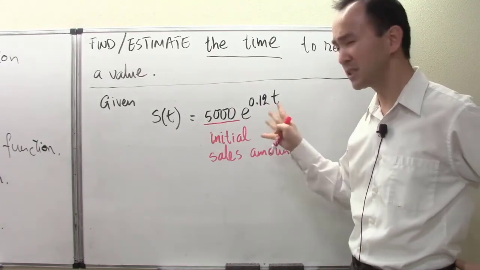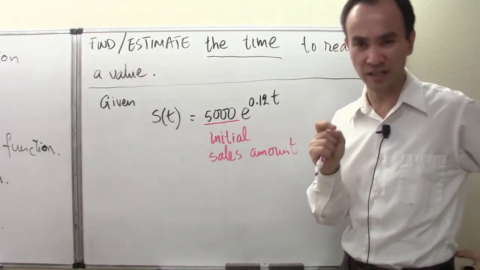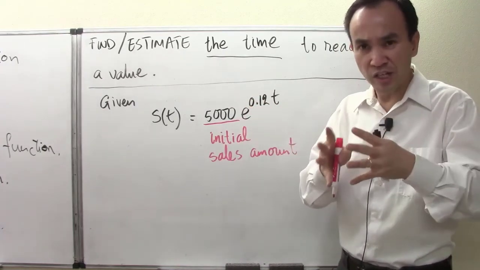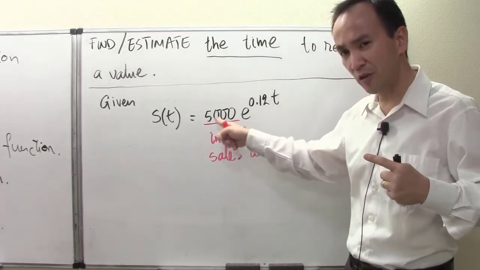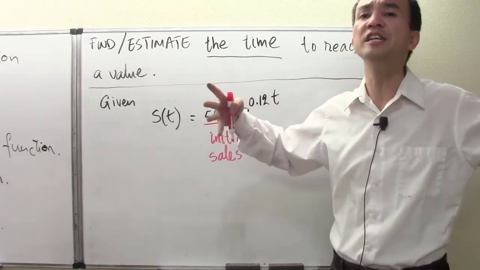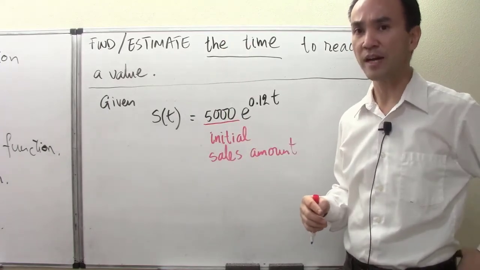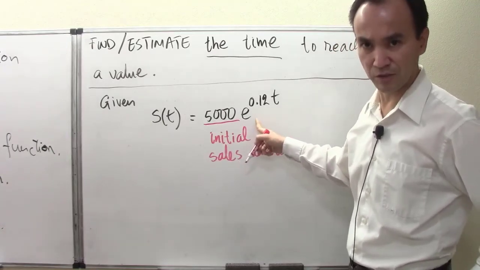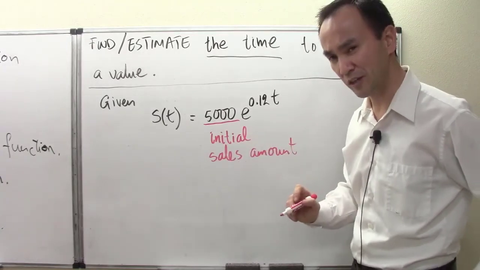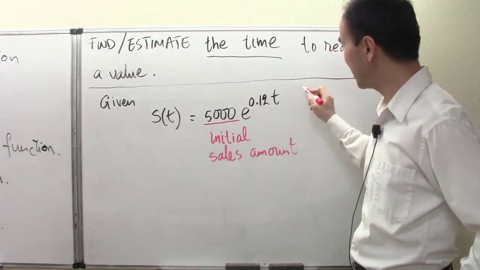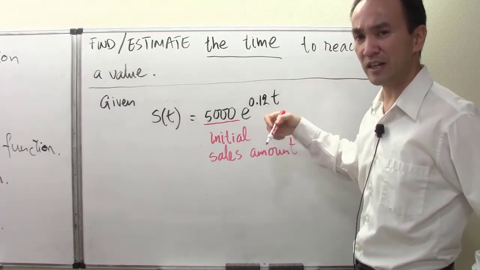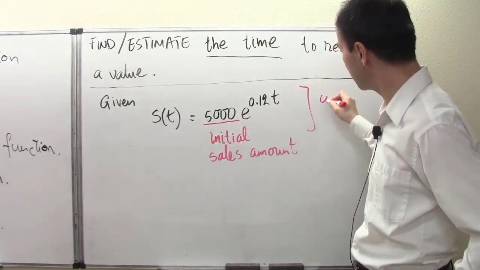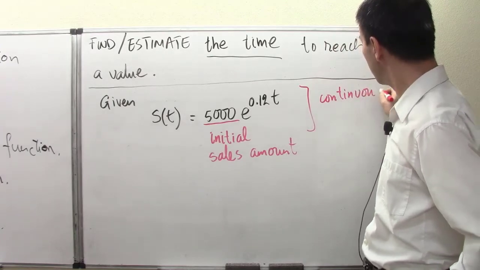So this problem is putting us in a scenario where we're looking at cumulative sales quantity over years. We started out being able to sell only 5,000 units, and then over time, over years, that sales is going up. It's a growth model. So in this problem, base e, if anyone watching the video has noticed that, we regard this as a continuous growth model. Yes, this is a continuous growth model.